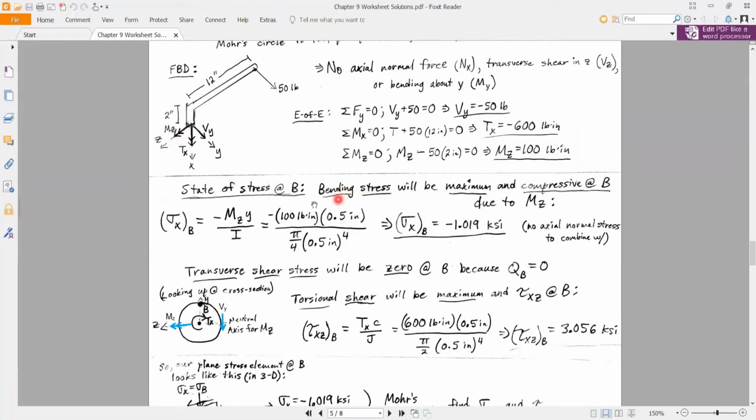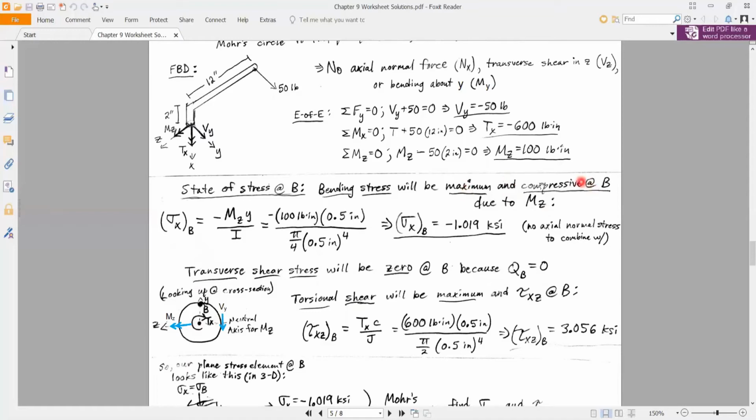Now we have to do our mechanics of materials part where we use our flexure formula for our bending. And at point B, this bending stress is going to be maximum because we're at our furthest distance away from our neutral axis, the axis that we're bending about, which is the z-axis here. And if we're looking up at the cross-section with our axes oriented this way, we can see that that moment is going to cause compression at point B, and it's going to be maximum because we're at our furthest distance away from that neutral axis.